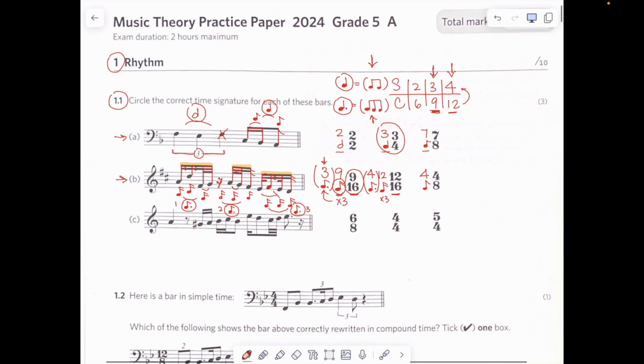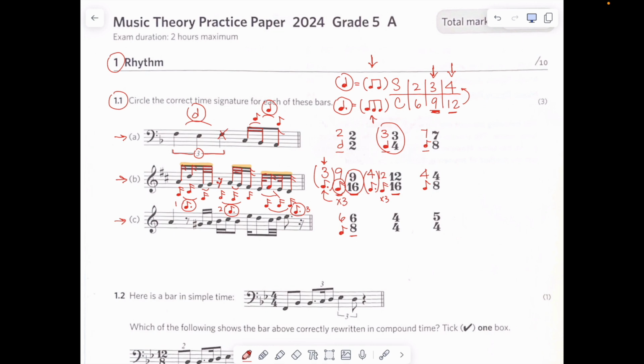Let's move on to question C. Again, same thing. We're going to look at the choices first. We've got 6/8 time. Now 6 is bigger than 2, 3, 4, so it's a compound time. I'm just going to write down 6 first. Bottom number 8 means quaver. So 6/8 time means 6 quavers in a bar.